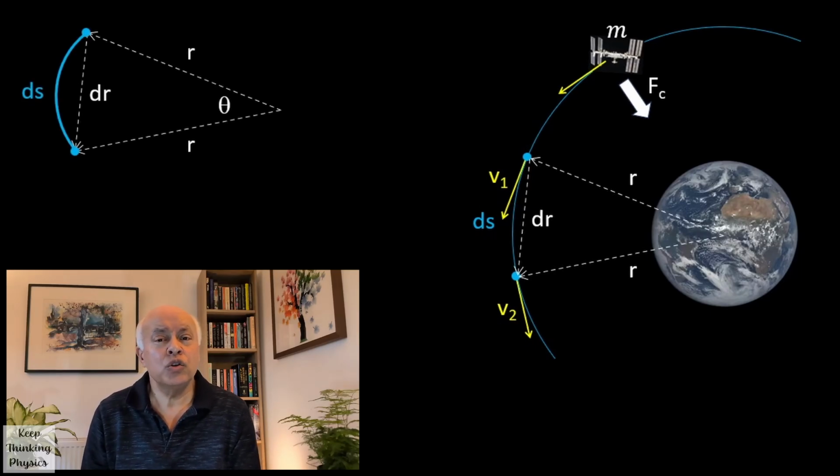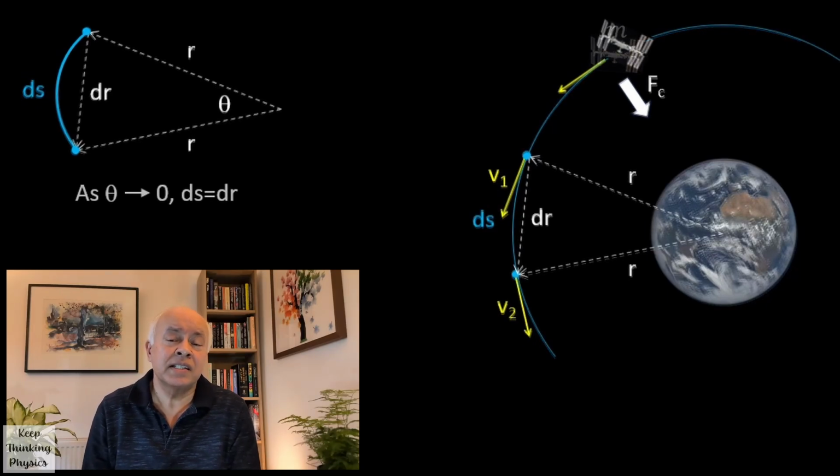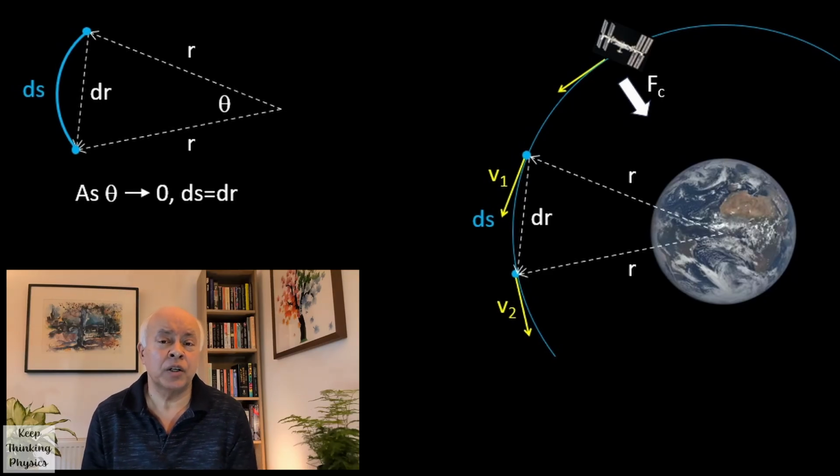Now, looking at these 2 points along the orbit, we can say that the angle between the 2 points to the centre of the Earth is theta. Now, if we make the 2 points very close together, so the distance ds goes towards 0, then the angle theta will also tend towards 0. And in that case, as theta goes to 0, the distances dr and ds become equal. And so we can use ds instead of dr because dr and ds will be the same.